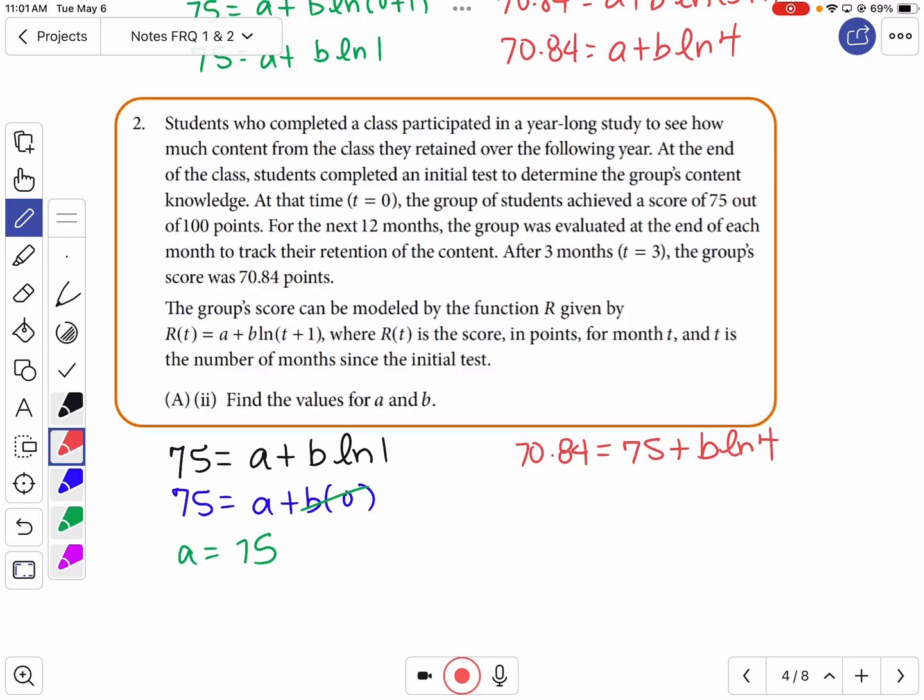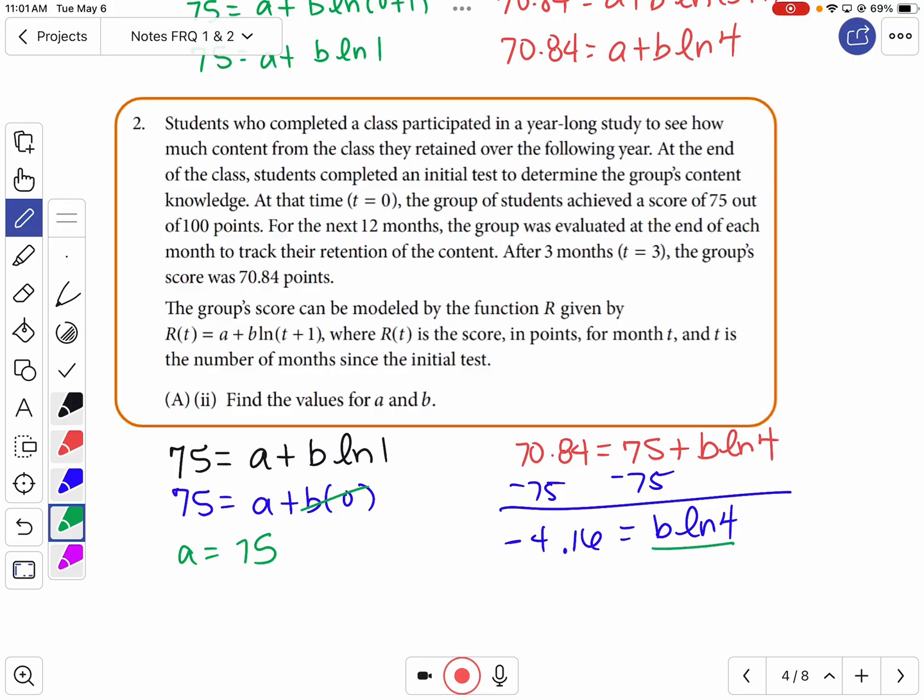We want to solve for B. What would I do? Subtract 75. I have no idea what I get. It's going to equal B times the natural log of 4. And then how would I get B by itself? Yeah, divide by the natural log of 4. I got negative 3.001. Double check me though, y'all know I lie.